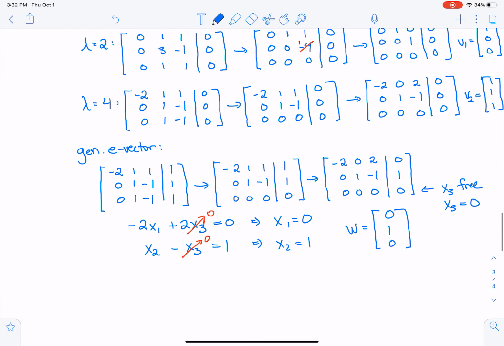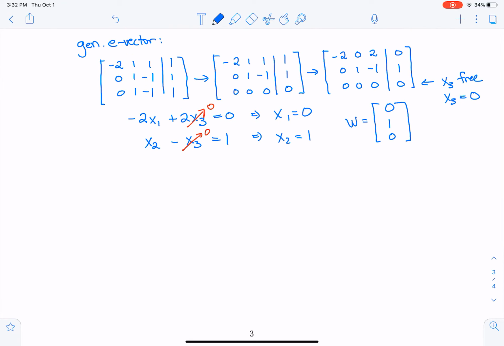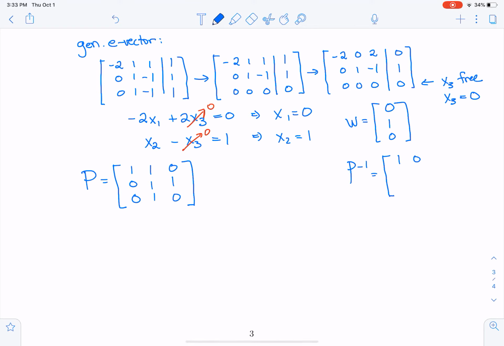Well, that now gives me my similarity transformation because my matrix P is in fact going to be the matrix with the eigenvectors 1, 0, 0, 1, 1, 1, and 0, 1, 0. So those three columns are V1, V2, and W. Now the inverse, I'm going to leave up to you to find. But in fact, it happens to be 1, 0, negative 1, 0, 0, 1, and 0, 1, negative 1.